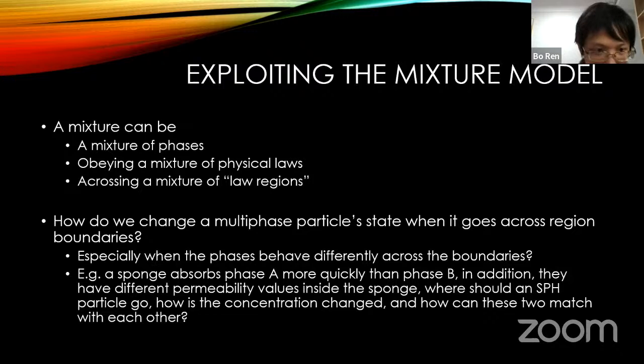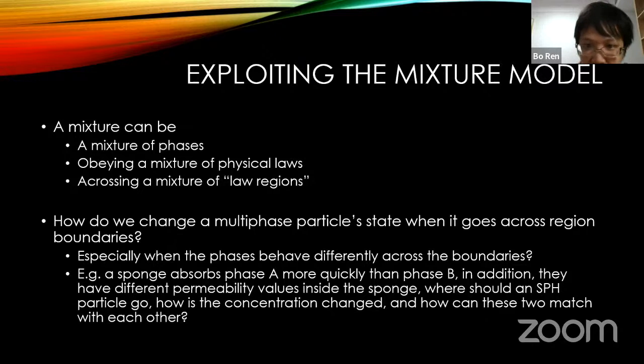Or in more detail, let us consider a toy example. A sponge absorbs phase A more quickly than phase B. In addition, they have different permeability values inside the sponge. For example, phase A can move much faster than phase B. Where should an SPH particle go on the boundary? And how is the concentration changed? And how can these two match with each other?